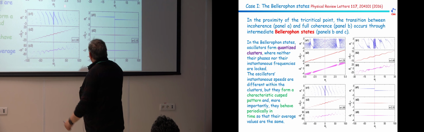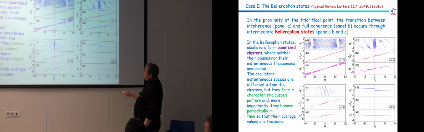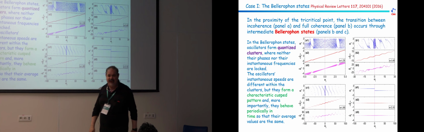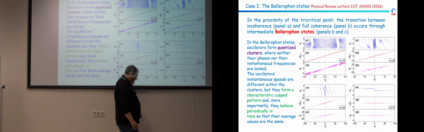So coupling strength, very small coupling strength, I have here three plots as a function of the frequencies. Here I put the phases, the instantaneous phases. Here I put the instantaneous frequencies. Now you see the derivative is okay. It's theta dot. It's not that strange. And here I put the average of the instantaneous frequency. So you see, when... please go back.